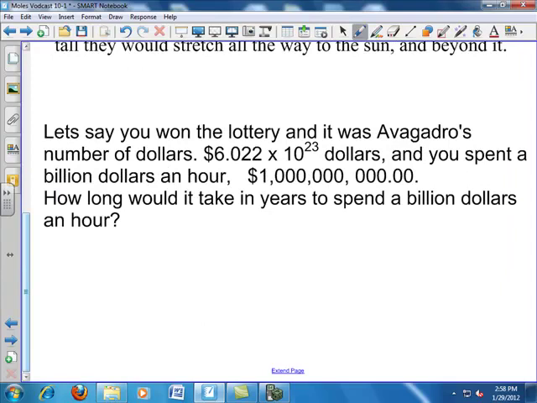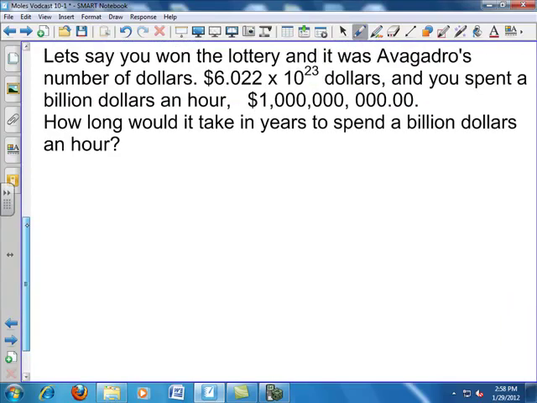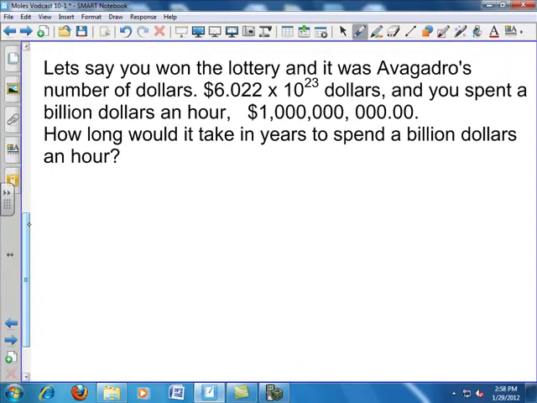Now, this last one is actually one we're going to work out because I think it's kind of interesting. Let's say you won the lottery and you won Avogadro's number of dollars in that lottery. So you won 6.022 times 10 to the 23rd dollars. Basically what I'm asking you is, if you spent $1 billion an hour, and this is what a billion looks like, which is 1 times 10 to the 9th dollars, how long would it take to spend it? Well, this is just an interesting problem.